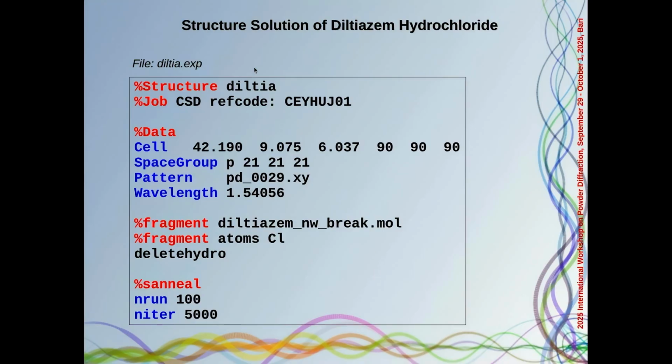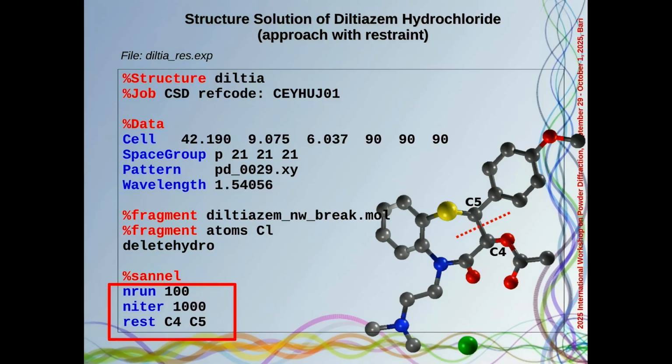This is the input file that you can use to solve this structure using EXPO. You have to increase the number of runs, you have to increase the number of modes, and this is the input file when you add a restraint. You have to specify the two atoms, and you have to break this bond. There is in EXPO also a directive to break a bond called cut. So you can write cut C4, C5, and add a restraint, rest C4, C5.